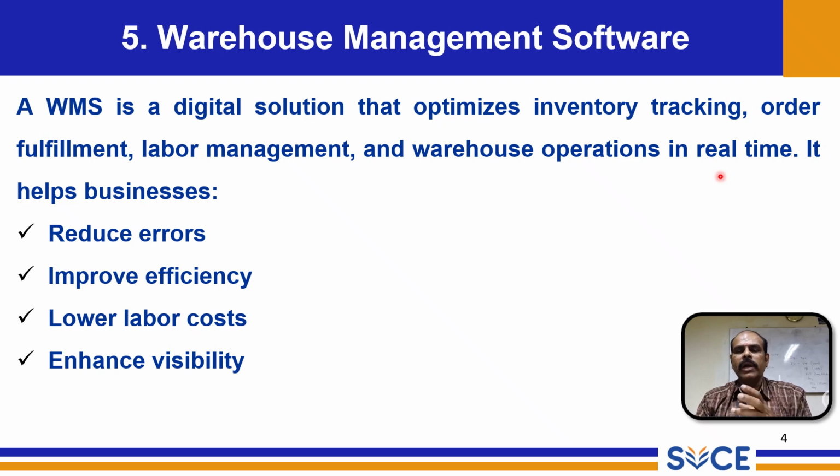So how it is going to help us is, first, it is going to help in reducing errors. It is going to improve efficiency, lower labor cost and enhance visibility. Here visibility means not just viewing with the naked eye, it is with respect to the data related to the existing products in the warehouse. That is what visibility is all about.